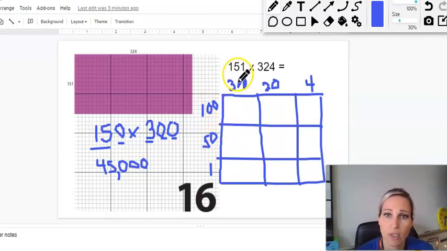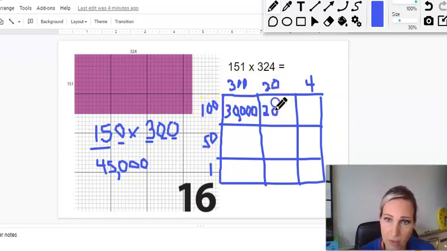Okay, so 100 times 300. 1 times 3 is 3. Then I'm just going to count my zeros, because that's how many times I multiply by 10, right? So that's 4 zeros. 1, 2, 3, 4. That's 30,000. Well, that's good, because I need 45,000. That's going to be my largest number right there. Now I'm going to do 100 times 20. So I'm going to do 1 times 2 is 2, and then I see 3 zeros. So that's 2,000 altogether. 100 times 4, that's 400.